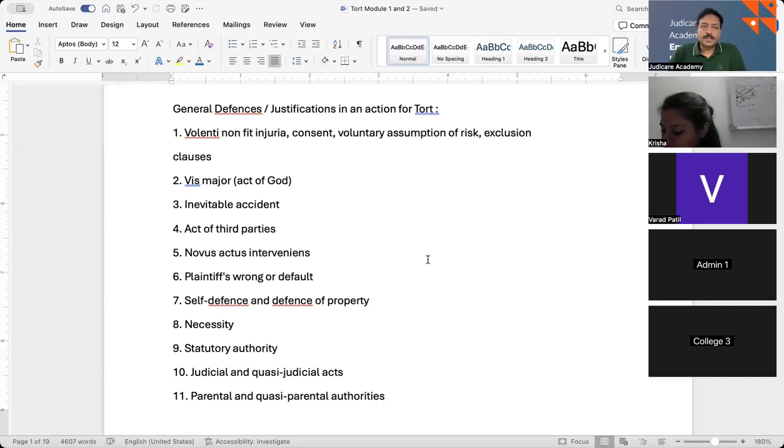Another defense or justification could be vis major, which is act of God. You have no control. It's a natural event which is beyond human control, that cannot be anticipated. You don't know when it's going to happen. It cannot be avoided, because when it happens, it will happen. So these kinds of acts are called acts of God: tsunami, earthquake, lightning strike, floods and any other natural disaster. All these disasters are considered acts of God.